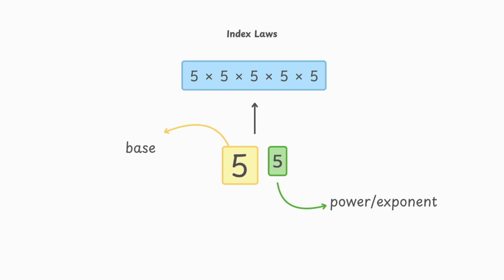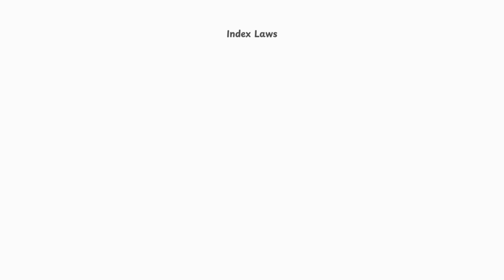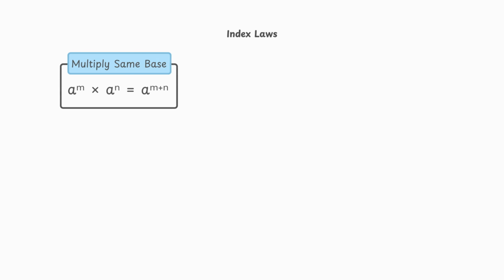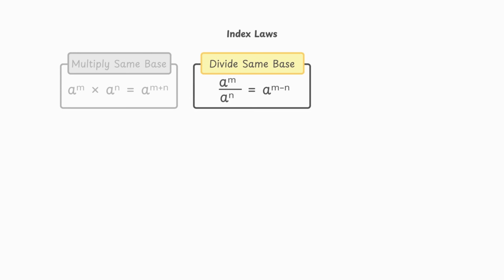Now that we know what a base and a power are, let's learn the key index laws. Think of these as shortcut rules for simplifying powers. First, multiply same base. If the bases match, we add the powers. So a to the power m times a to the power n equals a to the power m plus n. Second, divide same base. Again, the bases must match, and now we subtract the powers. So a to the power m divided by a to the power n equals a to the power m minus n.